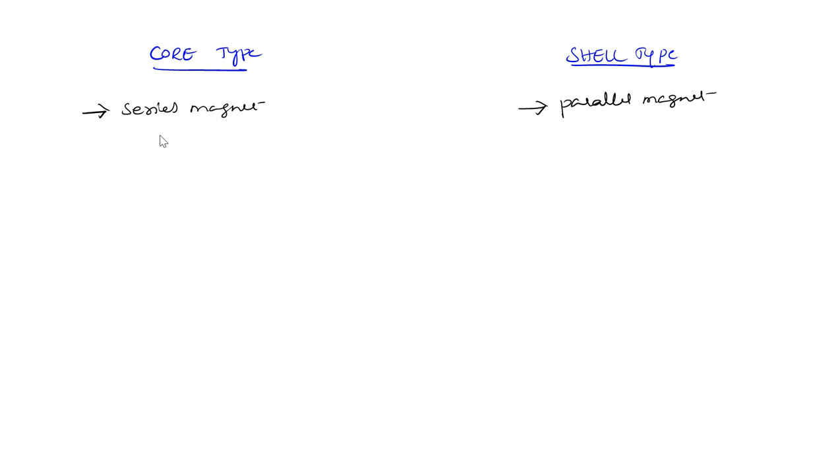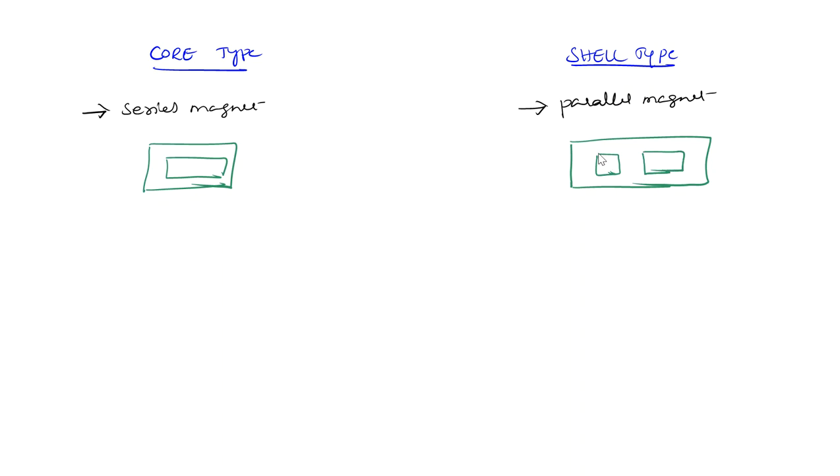So how does the core type transformer look? Generally we studied the core type transformer like this. This is a core type transformer, and a similar kind of structure will be there for the shell type transformer, but the difference is the configuration is like this. Now, what will be the winding structure here? The winding is placed on this left side, which we can call a limb.